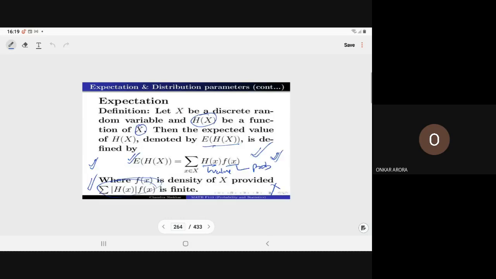What is the statement? If this summation is existing but this is not existing, then also we will say expectation is not existing. Because sometimes, for example, we have a series of plus minus 1. In that case, we cannot compute the proper summation. So for the existence of the expectation, it should be absolutely convergent.